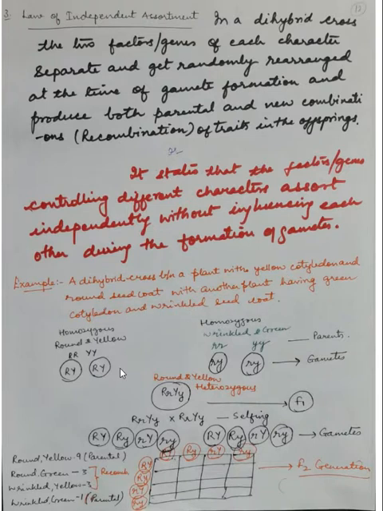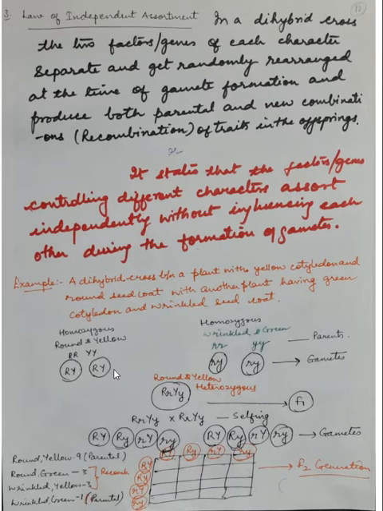So here we see there are two characters which we are taking into consideration. I hope you remember, character means the features which we are taking. One is the type of cotyledon, the other is the seed coat. So round and yellow, wrinkled and green. These are the types. Now we see these are the parents, and we see the gametes of these. Round will be represented by capital R because it is dominant, and the recessive will be represented by small r, and here yellow will be capital Y, green will be small y.